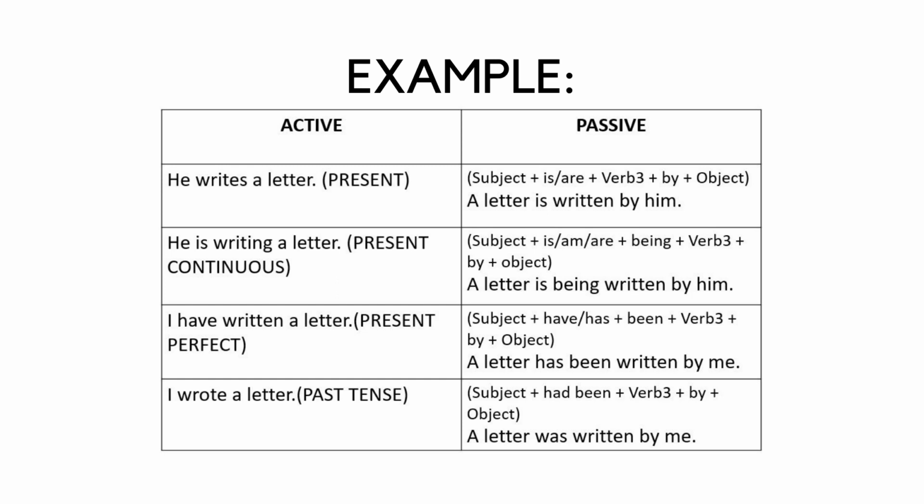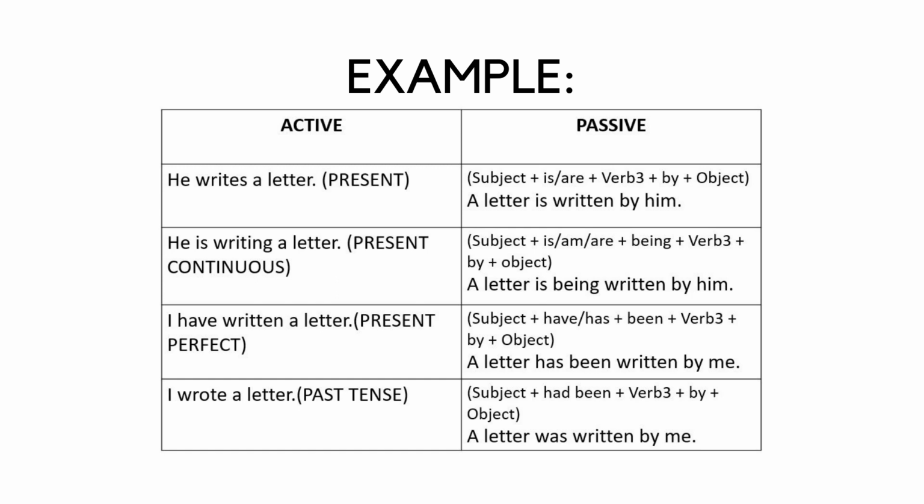The second example, he is writing a letter. This is a present continuous tense sentence. The passive form is stated as a letter is being written by him. Here, the subject is mentioned first. Is, am or are can be used later, which is joined by being, the ing form of the verb, and then the third form of the verb which is written by the object that is him.